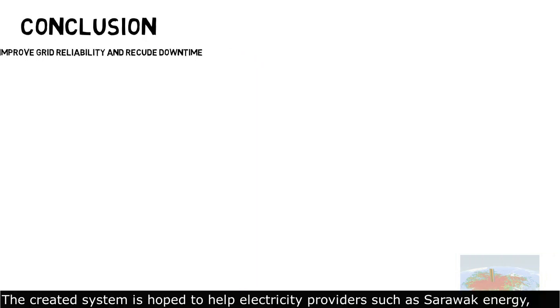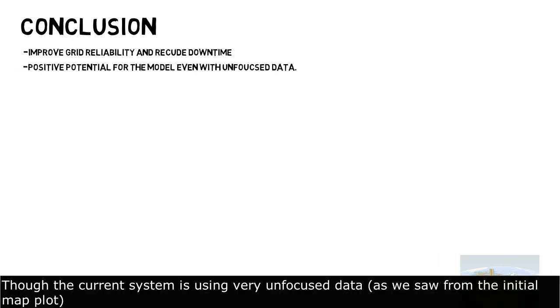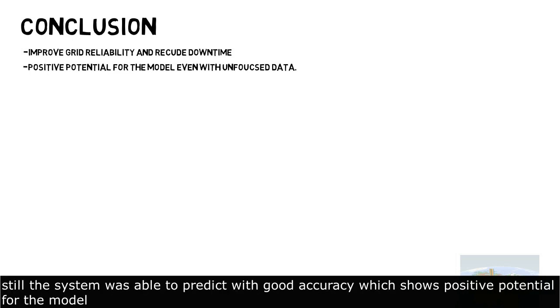In conclusion, the created system is hoped to help electricity providers such as Sarawak Energy, who can improve their grid reliability and reduce downtime in fixing the tripping line by predicting power outage earlier. Though this current system is using very unfocused data, as we saw from the initial map plot, still the system was able to predict with good accuracy, which shows positive potential for the model.